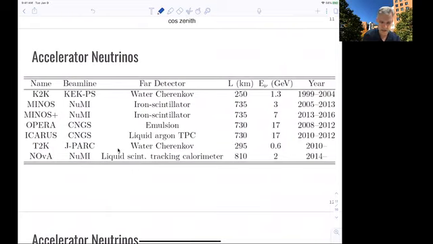Moving on, accelerators can be used, and the big accelerators on the Earth are at CERN or at Fermilab. The beamline at Fermilab is called NuMI, Fermilab National Accelerator Laboratory, FNAL, or CERN, or in Japan. Those are the big sources of accelerator-driven neutrinos.